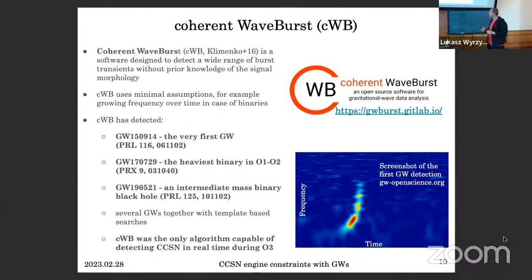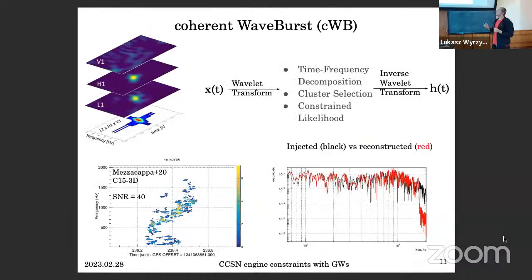So how does it work? This is an excess power method. So we decompose the data time series into time frequency maps. We take time frequency maps from each detector and we combine them into one picture where the gravitational wave is enhanced, while the noise is enhanced much less. So it allows us to detect weaker and weaker signals. Then we take such an event, and with the inverse transform, we take it back to the time domain.